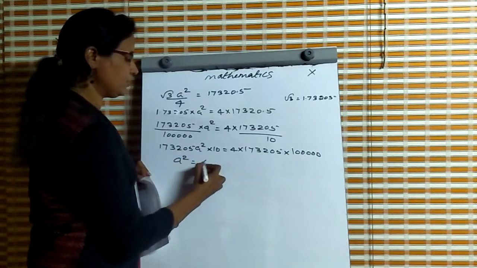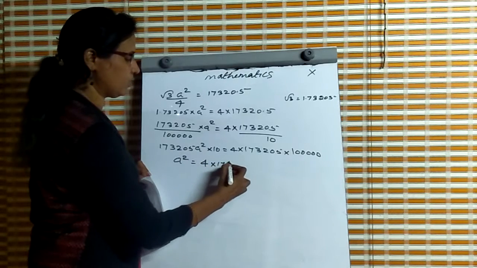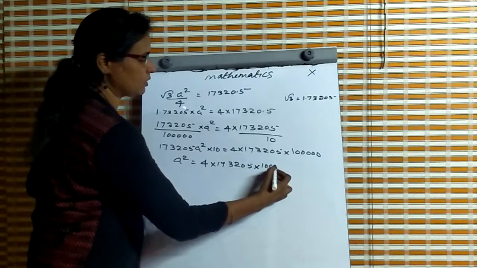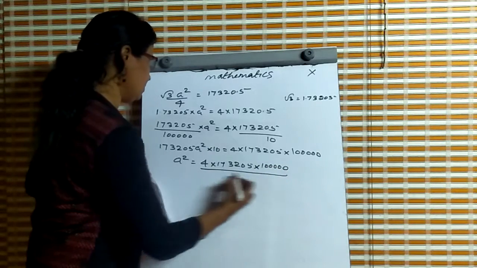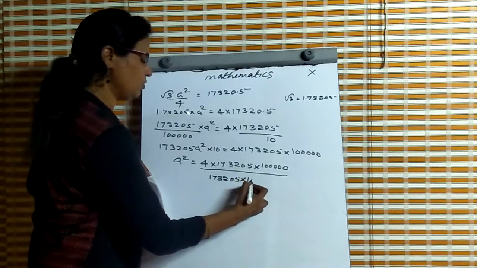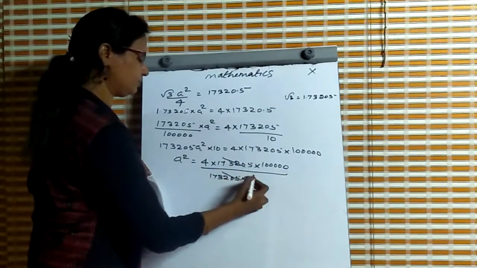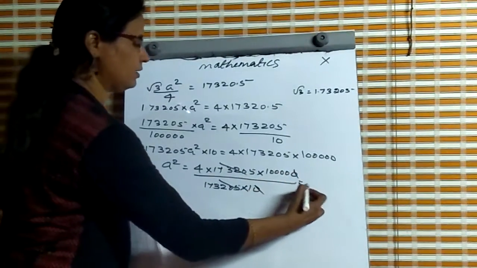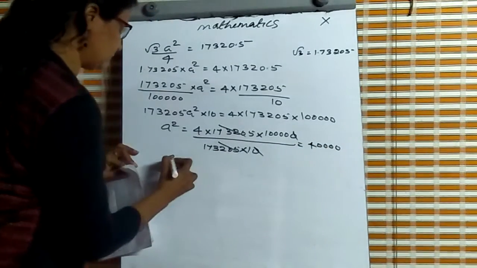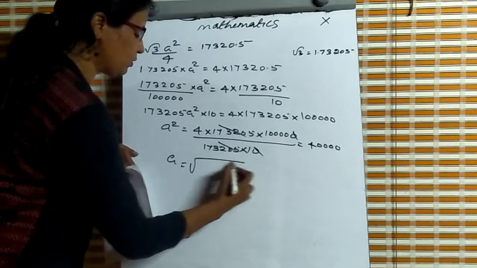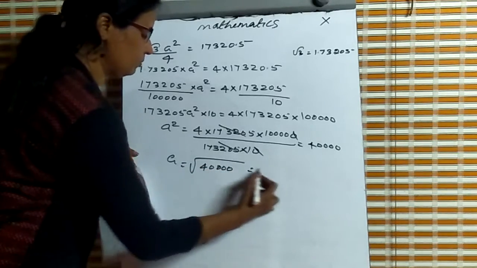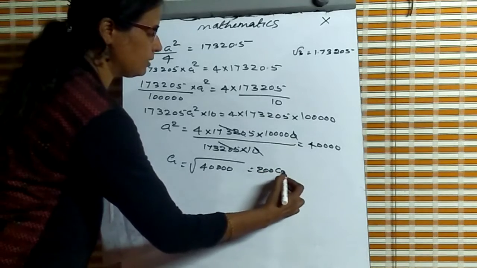Therefore, a square is equal to 4 into 173.205 into 1 and 5 zeros division 173.205 into 10. That is 4 into 4 and 4 zeros. A is equal to square root of 40,000 is equal to 200 centimeter.